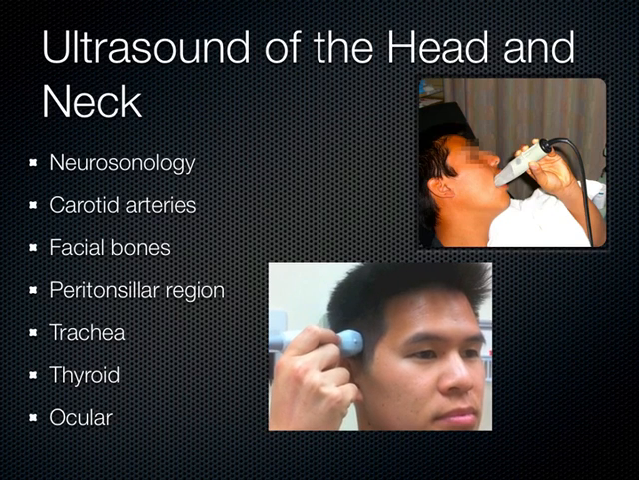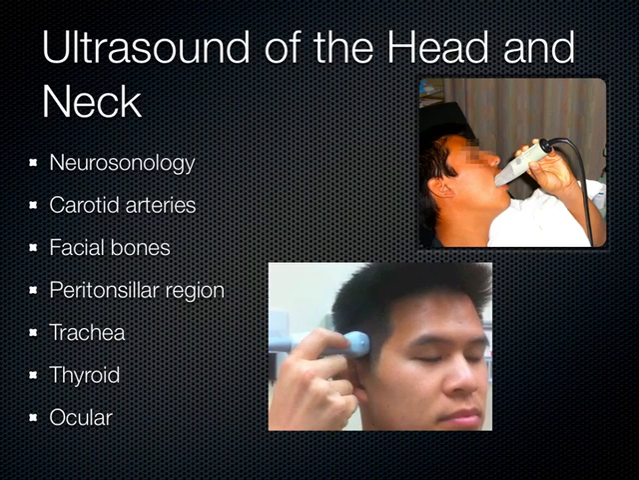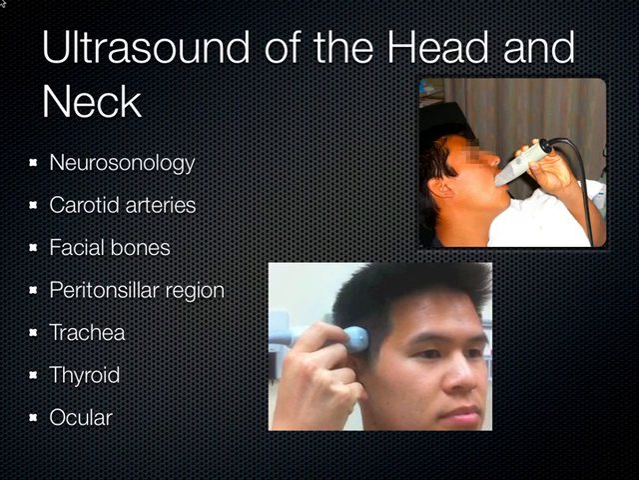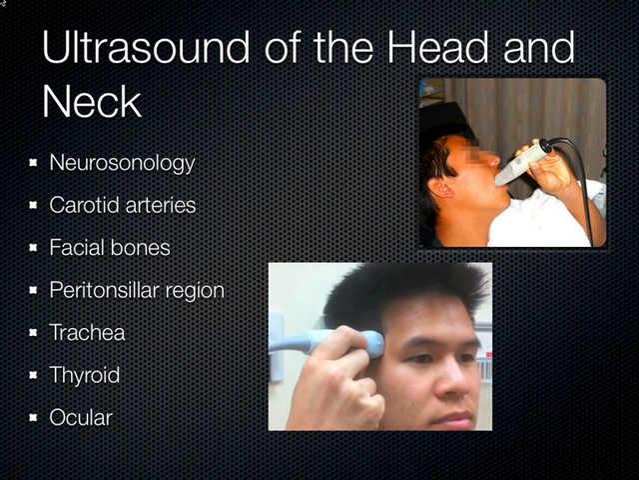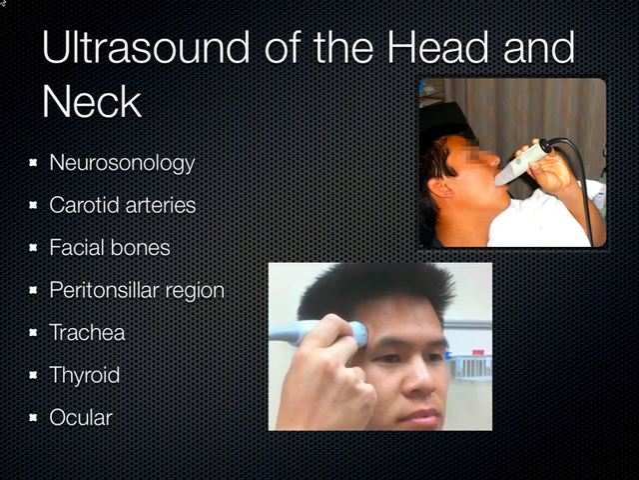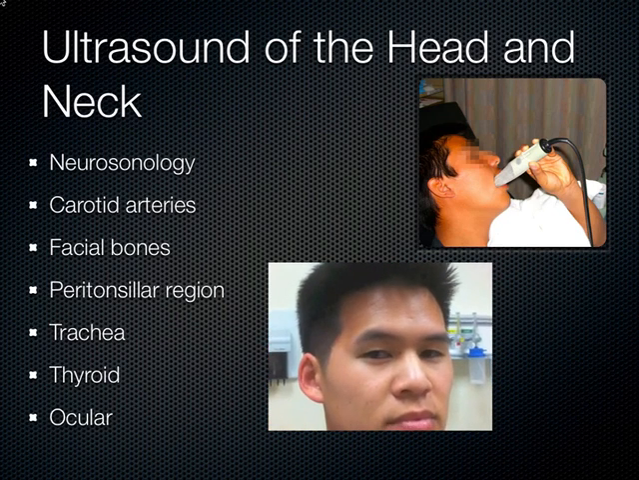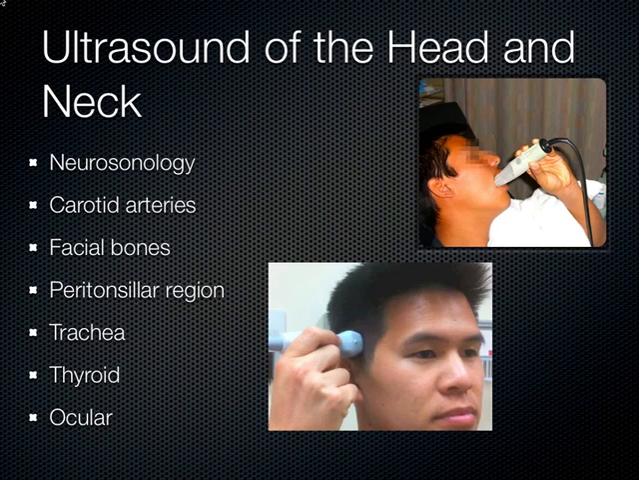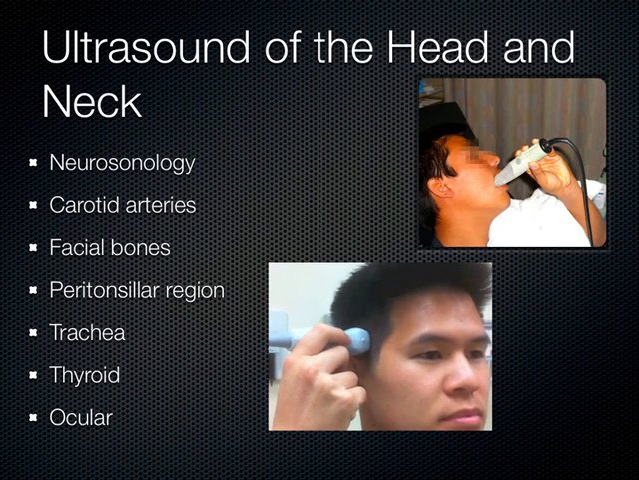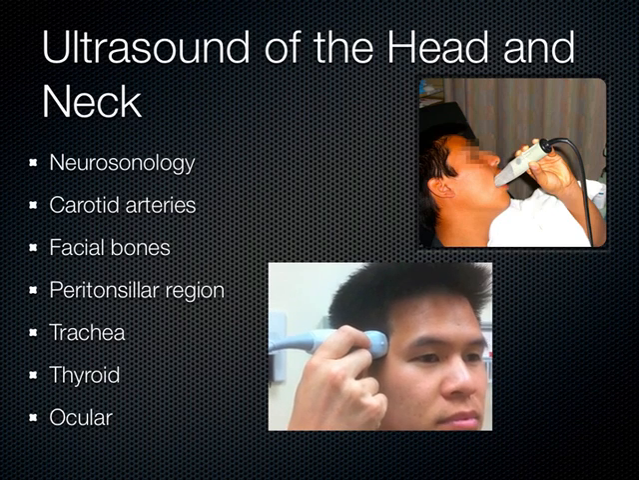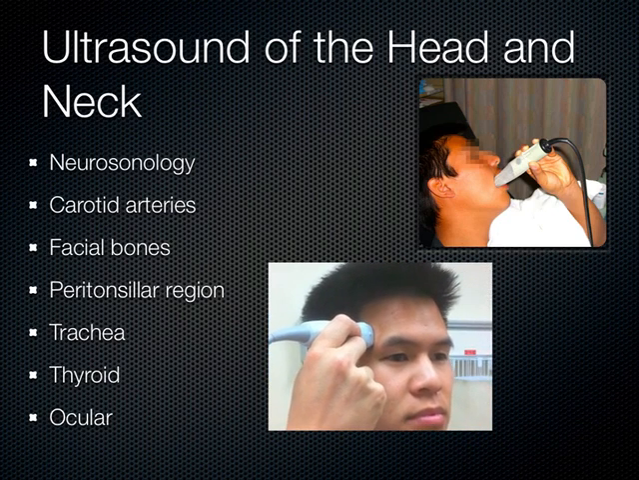Okay, we're going to start talking now about head and neck ultrasound. A lot of topics here, a very dense amount of material. I'm going to go through it relatively quickly because we have a lot to cover. It ranges from neurosonology or transcranial Doppler, looking in the brain at the vasculature. We look at the carotids. We're going to look at the facial bones, look in the peritonsillar region, so what's going on there, and the trachea and the thyroid, and then finally we'll end it with ocular ultrasound.